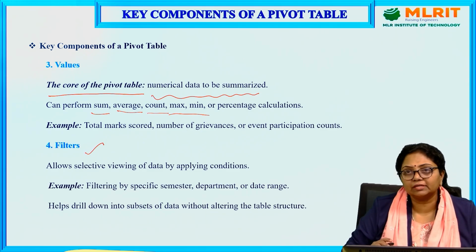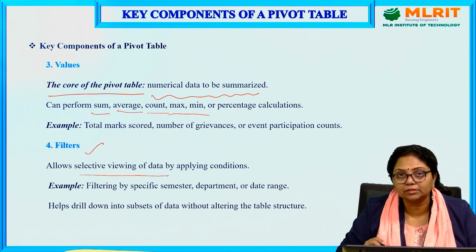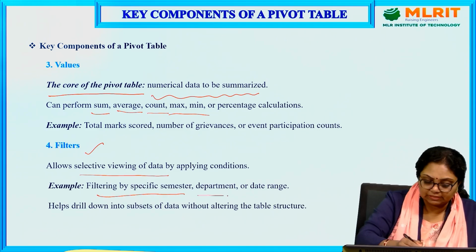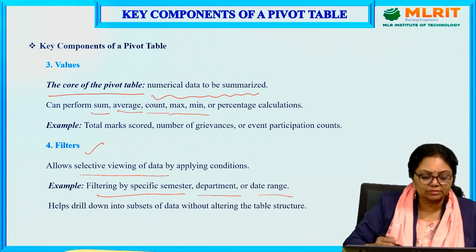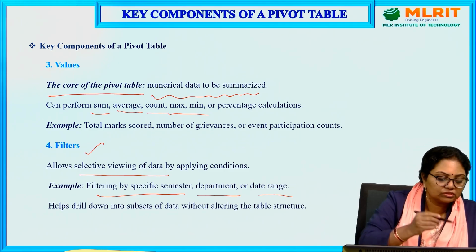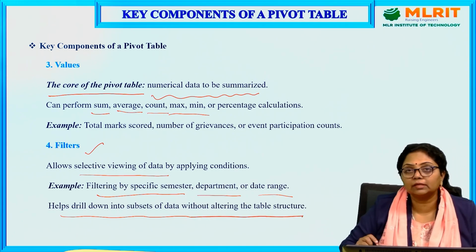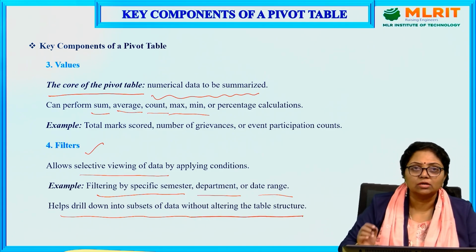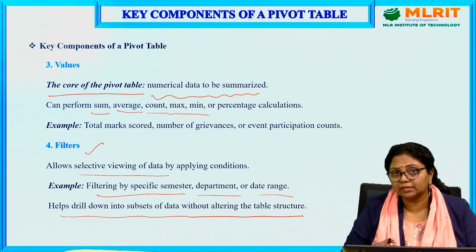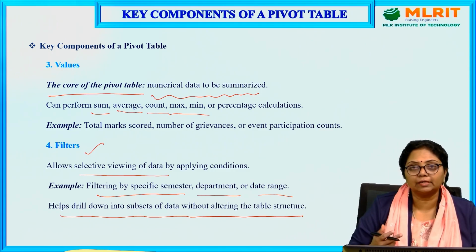Here in the filters, we are applying conditions. It allows selective viewing of the data by applying conditions, so we can filter the data by a specific semester, a specific department or a specific date range in the pivot table. So what is the usage of these filters? Filters help to drill down into subsets of data without altering the table structure. That is the main advantage of filters in the pivot table. Based on the conditions, whatever subsets there are, that data is going to drill down without altering the entire table structure.